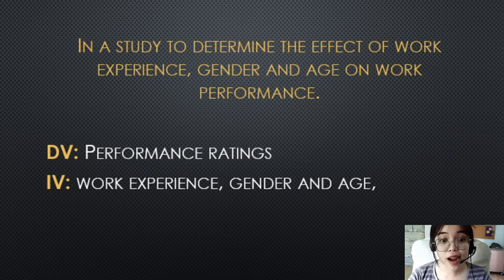Therefore, siya yung naaapektuhan. Kung si work performance yung naaapektuhan, it is the dependent variable. On the other hand, yung nakakaapekto naman sa work performance, we have the work experience, gender, and age. Therefore, these three are your independent variables. Basta independent, sila yung nakakaapekto. Dependent, ito yung naaapektuhan. Okay, I think or I really believe this is clear already. So now let's proceed with the third type of variable.